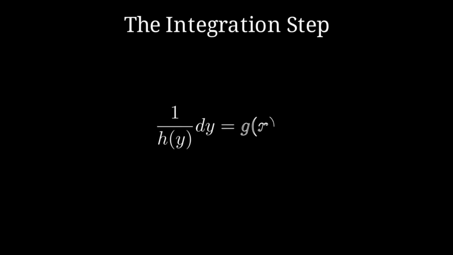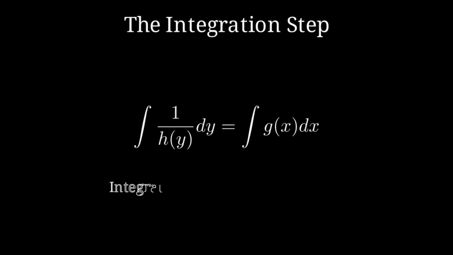Once separated, we apply the integral sign to both sides. We integrate the left side with respect to y and the right side with respect to x. Note that while both sides technically produce a constant of integration, we typically combine them into a single constant, usually labeled c, on the side of the independent variable.